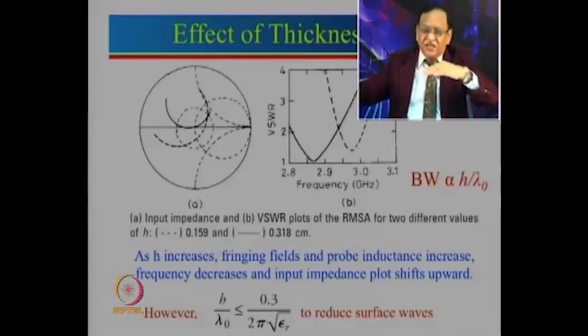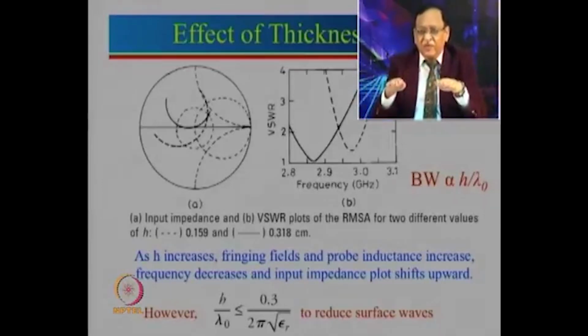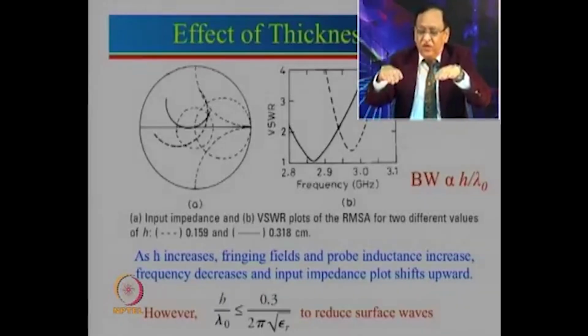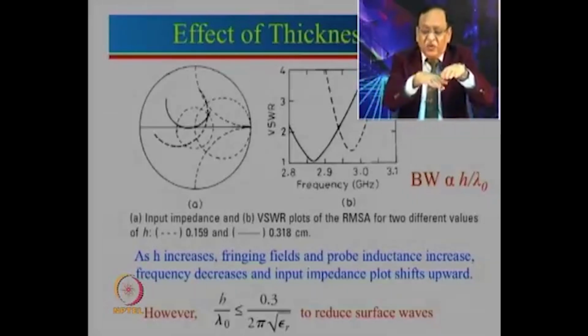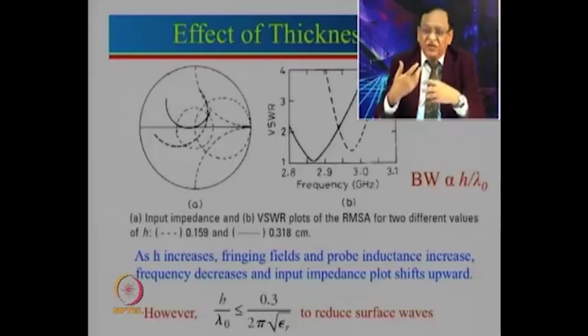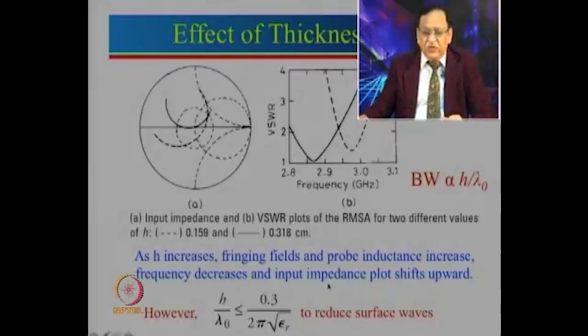So, that means energy is getting wasted. Also think about when we start doing arrays. We have one patch here, and another patch there. The surface wave from here will hit this particular patch, and the surface wave from this patch will go to this one here. That will also create impedance mismatches. So, it is better to follow this particular criteria, which will reduce surface wave.